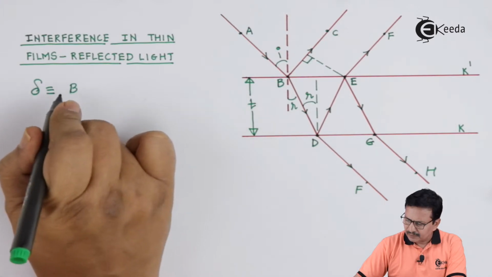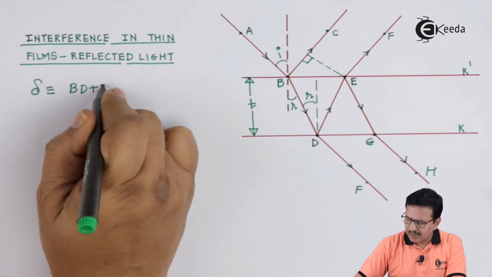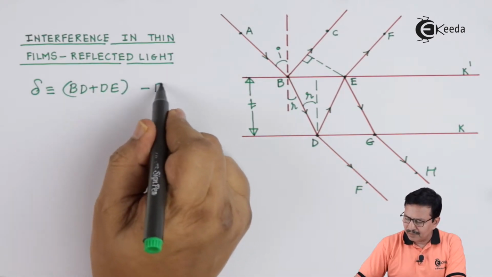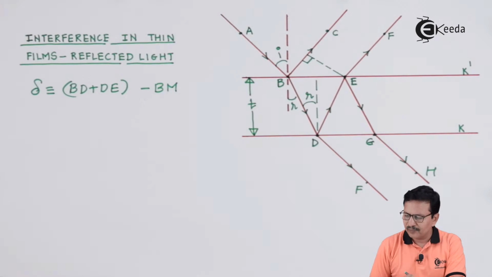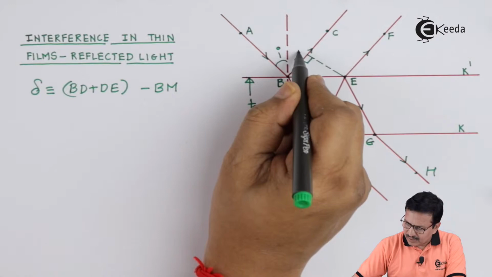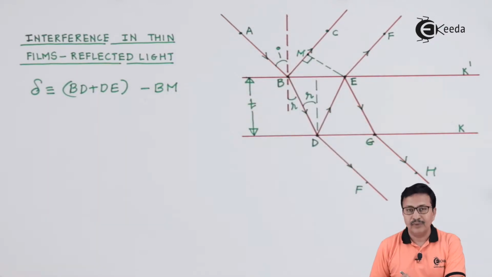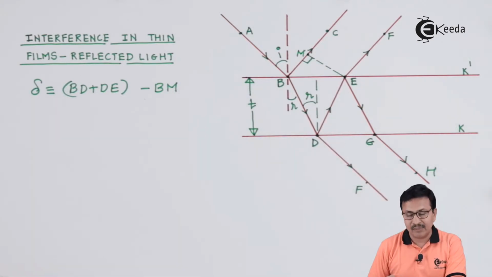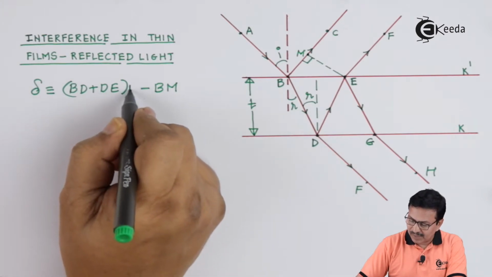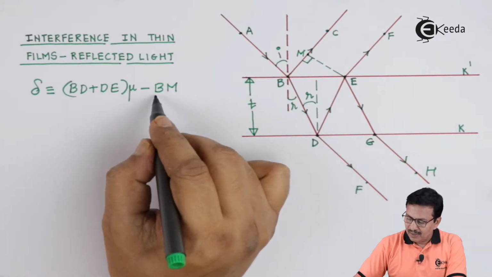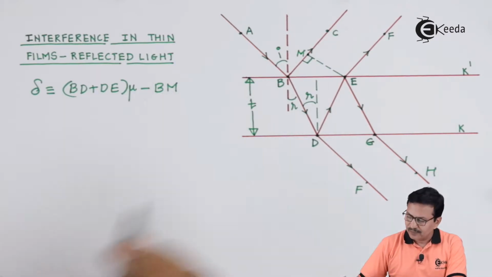and hence the path difference delta is going to be BD plus DE minus BM, and this is going to be your M. This is incomplete. This is the distance that is traveled inside the medium, and therefore I need to multiply this by the refractive index, that is mu. Let us try to find out what is BM.